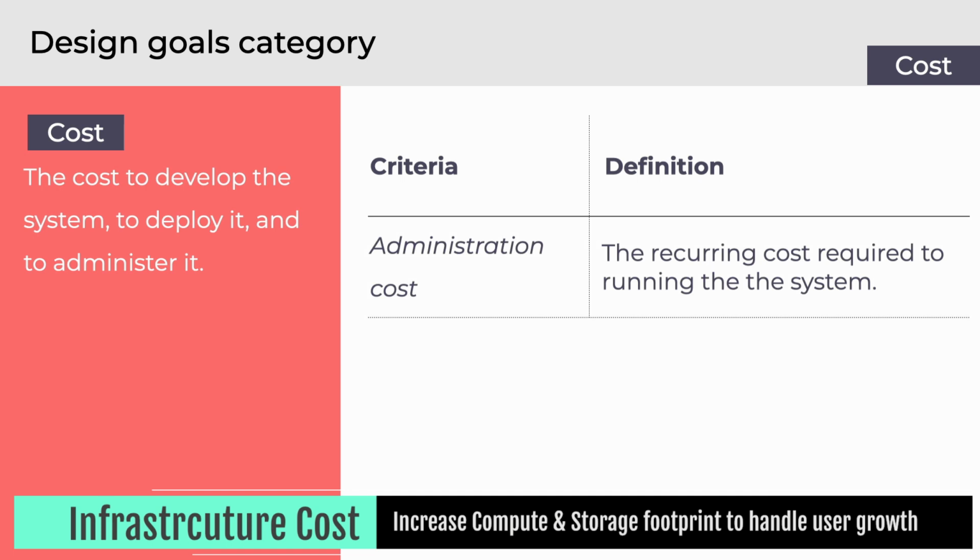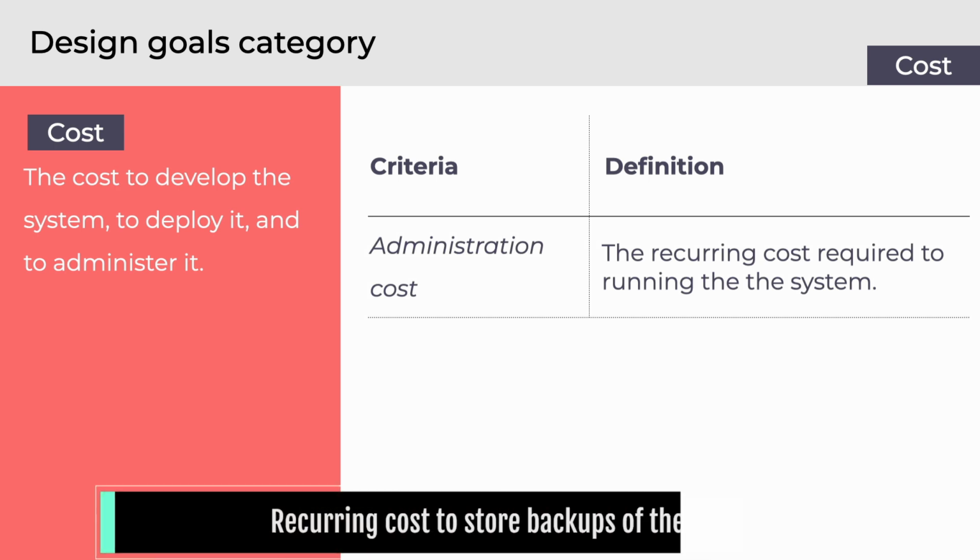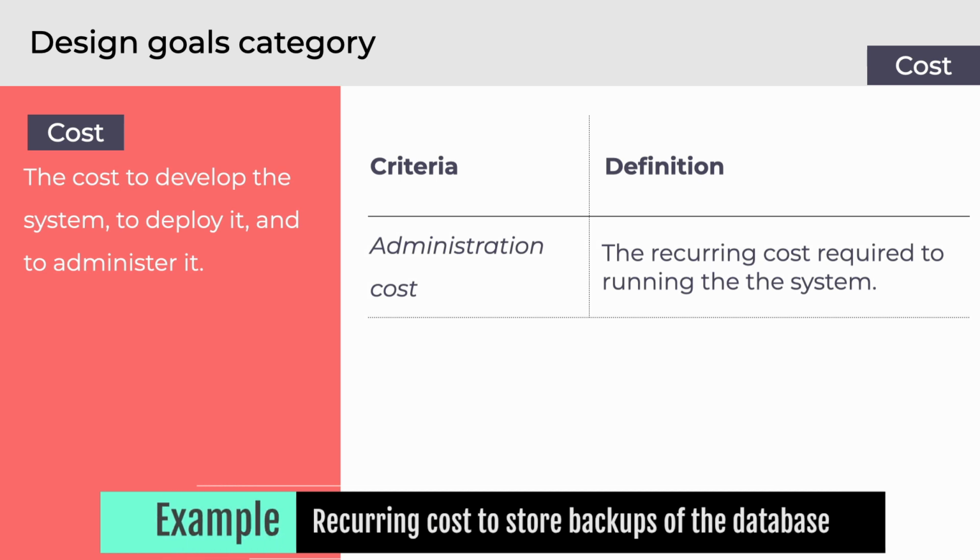Let me give you another example. We want to take snapshots and back up our database on a weekly basis. This may be required for compliance or redundancy reasons. As a policy, we have to keep each of these backups for at least 1 year. So as we keep on creating backups, our backup storage footprint keeps on growing, and we may have to pay a recurring cost to a storage provider in order to retain all those backups.